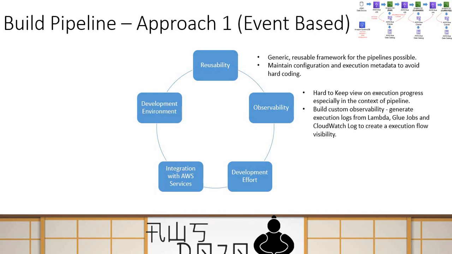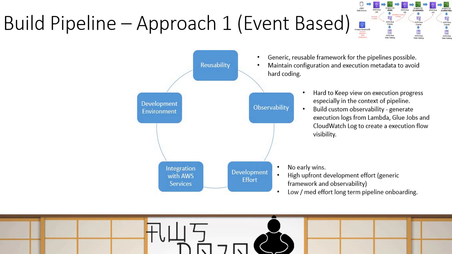Because if you want pipeline-wise observability, you need to build a custom observability platform where you are getting all the logs from Lambda to Glue job to CloudWatch logs, aggregating everything, and then trying to create a view of your end-to-end pipeline execution health. So you can create observability, but you have to custom build the whole thing on your own, which is quite an effort, both in terms of design and development.